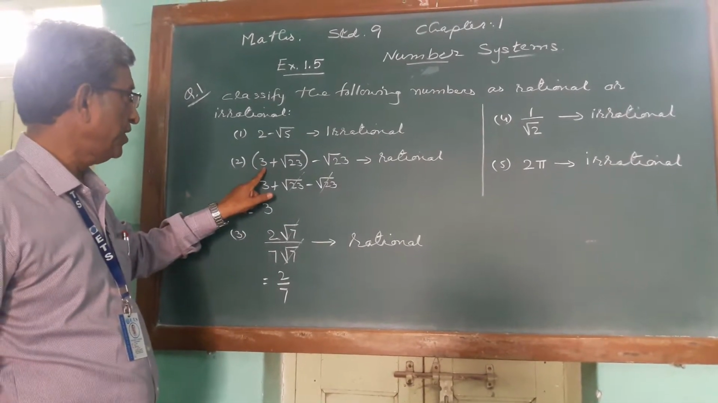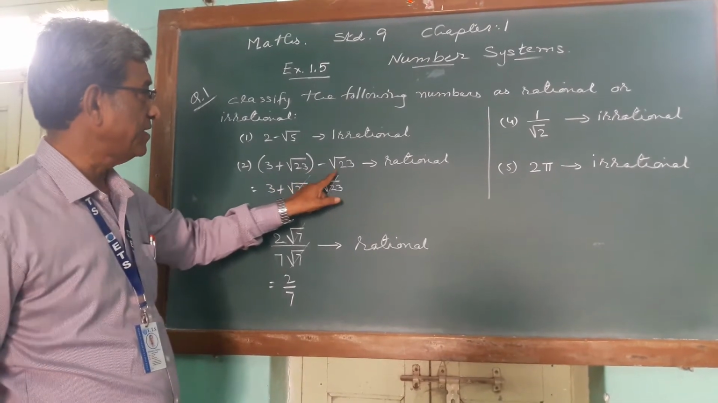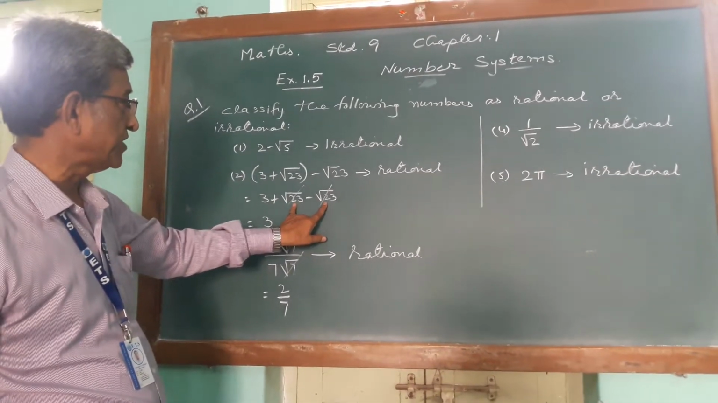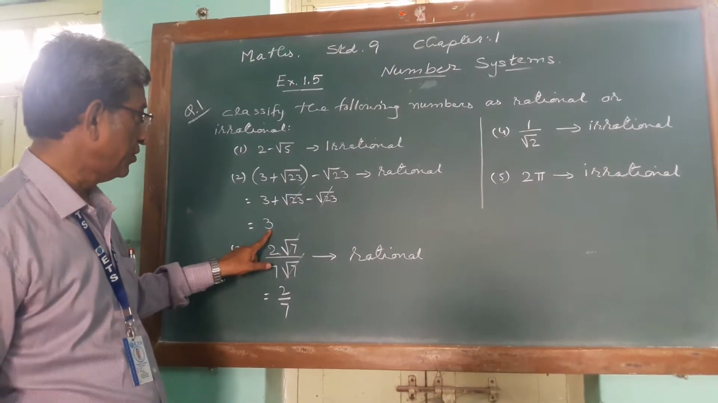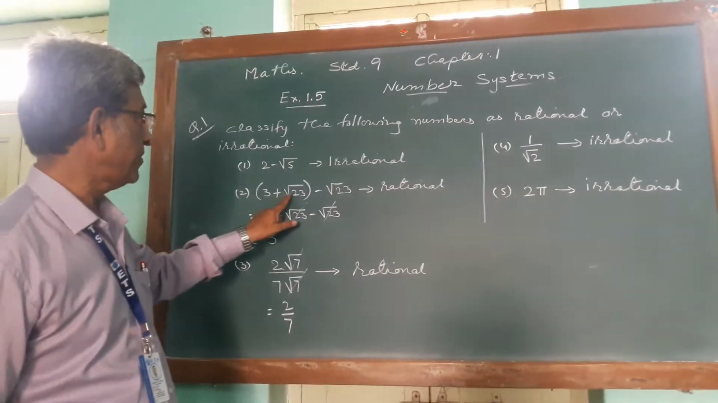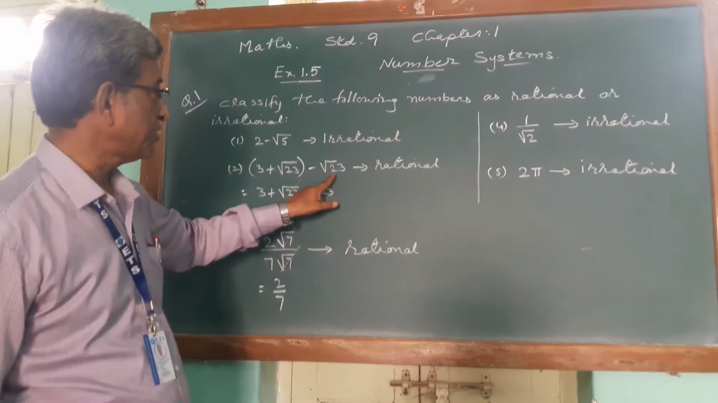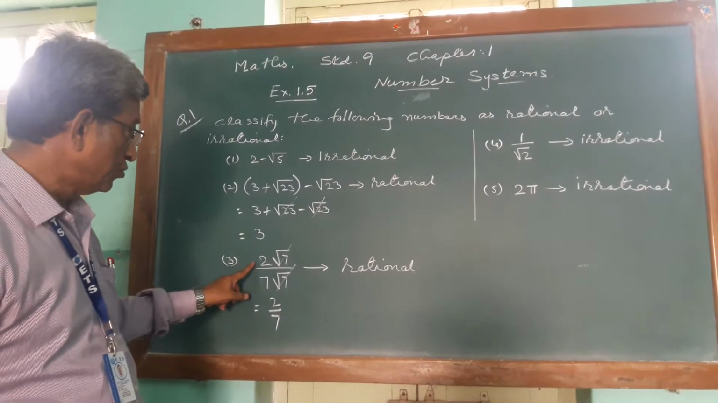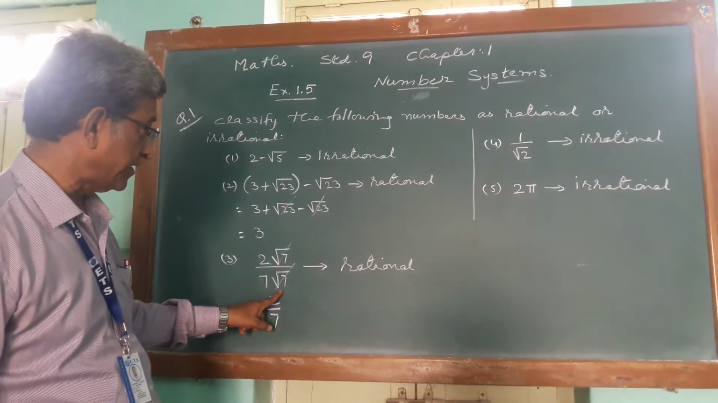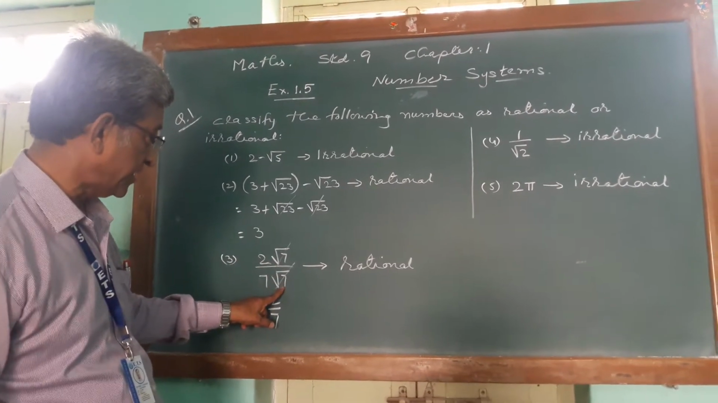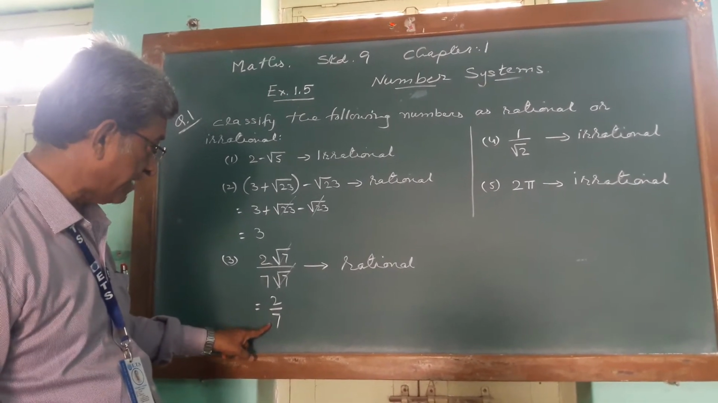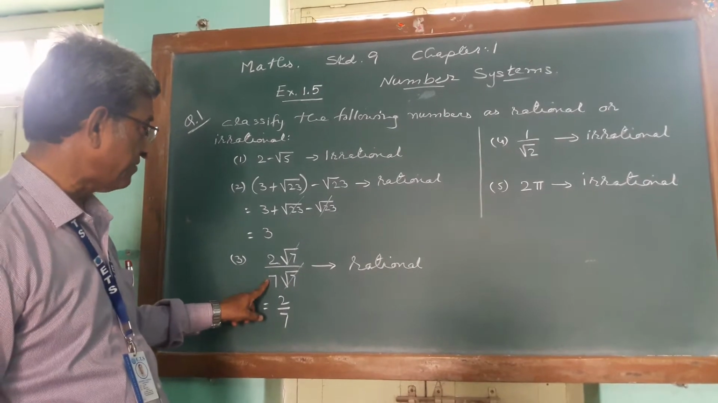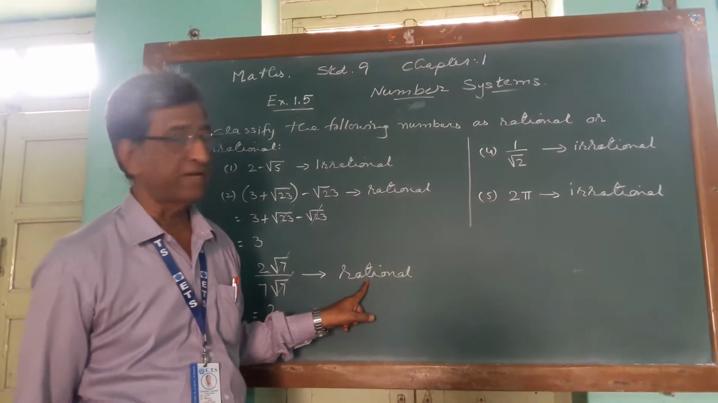Second, 3 plus root 23 minus root 23. So plus root 23 and minus root 23 will cancel and you will get only 3. 3 is a rational number. So 3 plus root 23 minus root 23 will be a rational number. Third, 2 root 7 upon 7 root 7. Root 7 and root 7 will cancel. You will get 2 upon 7. 2 upon 7 is a rational number. So 2 root 7 upon 7 root 7 is a rational number.